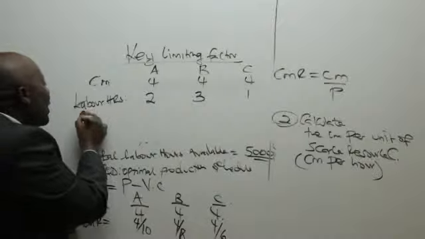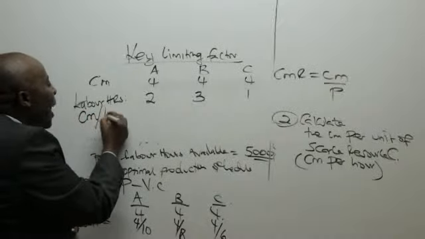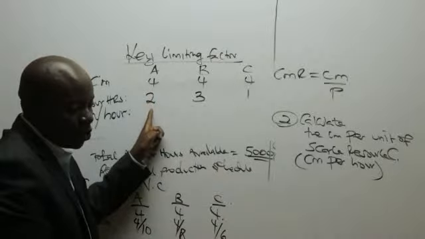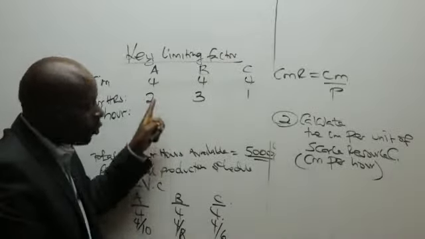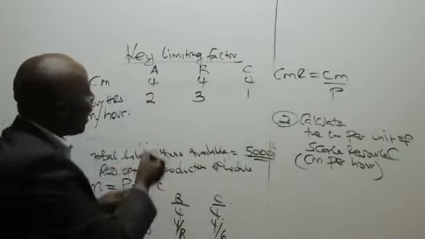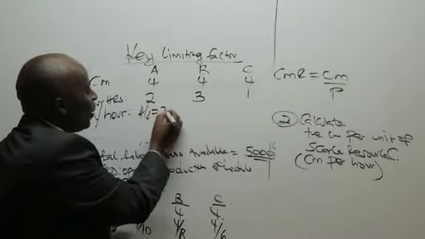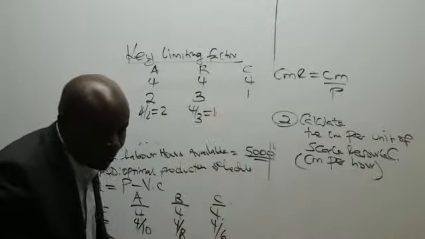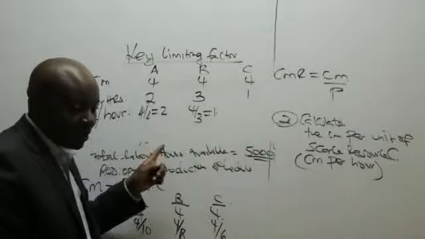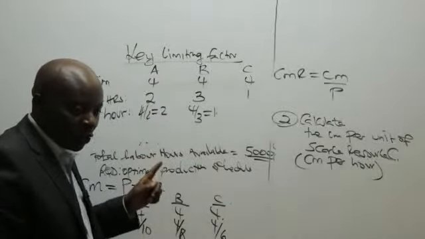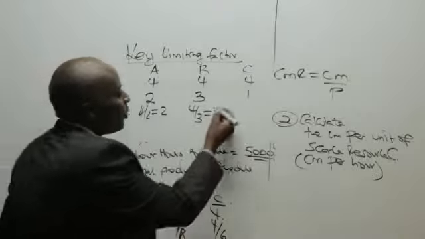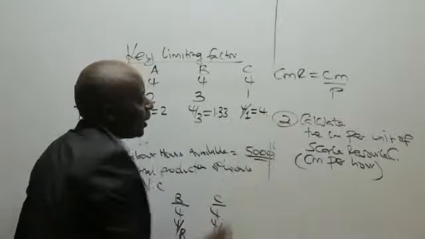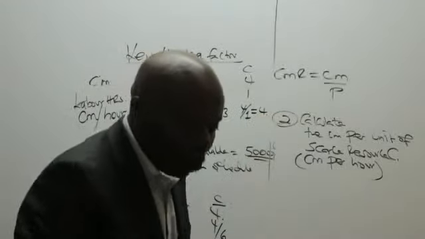So please go ahead and now give us the CM per hour. You take 4 divided by 2, which gives us 2. This is 4 divided by 3, which will give us 1 point... 1.33. I asked you to cast me a little bit and you forgave me very fast. We move on. This is 4 divided by 1, which gives me 4.